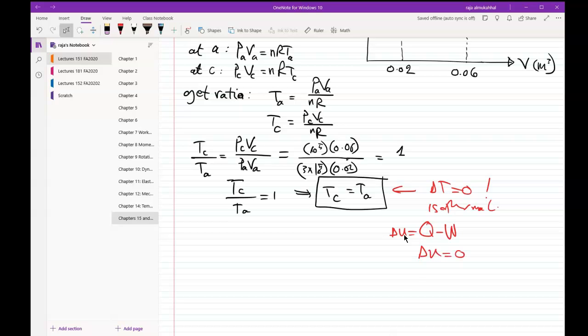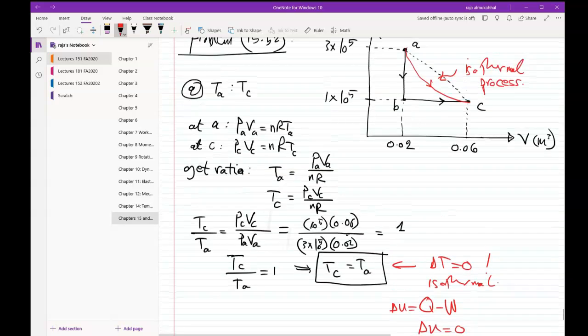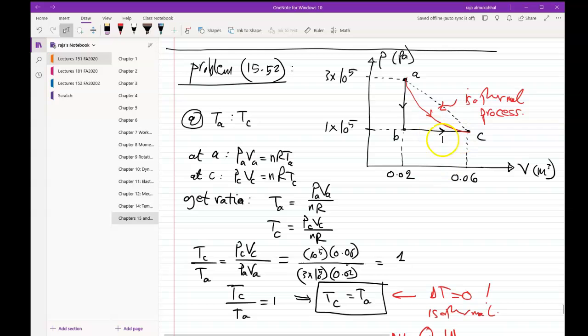Aha, which means what? Q is equal to W. So if I find W, I know what Q is, or if I find Q, I know exactly what W is. Well, look at that. So if I want to get Q, all I need is to calculate the work under the curve, or the area under the curve, and I will get the work, and then that work is equal to Q. You see what I'm saying? Okay.